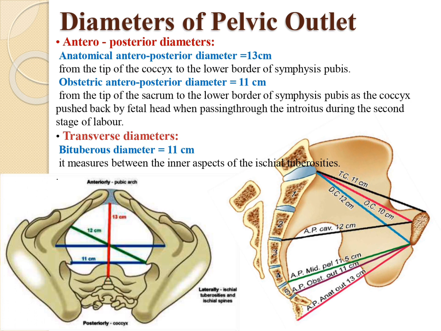This slide shows the diameters of the pelvic outlet. The anteroposterior diameter of the pelvic outlet is 13 cm, which is measured from the tip of the coccyx to the lower border of the pubic symphysis. The obstetrical anteroposterior diameter is 11 cm, which is measured from the tip of the sacrum to the lower border of the pubic symphysis, as the coccyx is pushed back by the fetal head when passing through the introitus during the second stage of labor. The transverse diameter of the pelvic outlet is the bituberous diameter, which is 11 cm, and it is measured between the inner aspects of the ischial tuberosities.